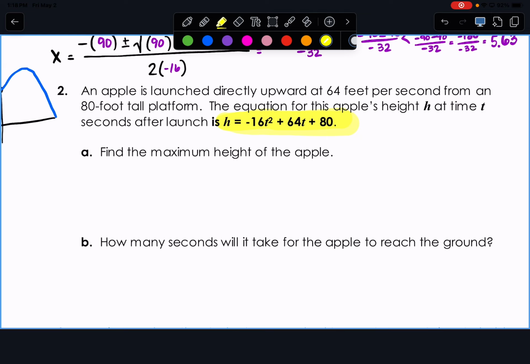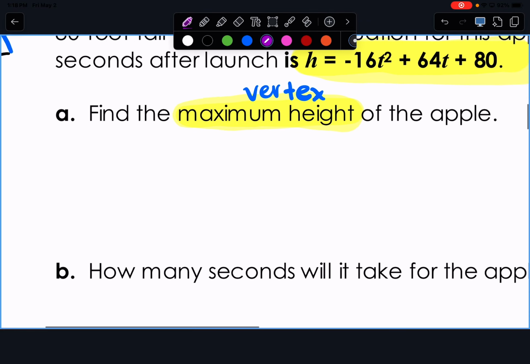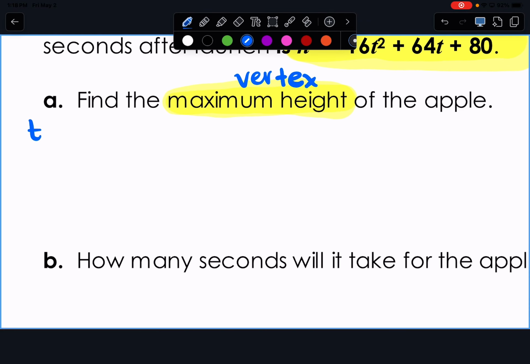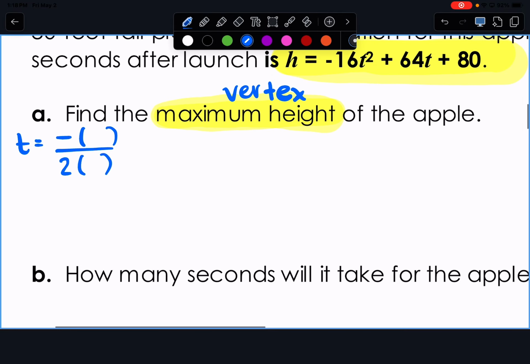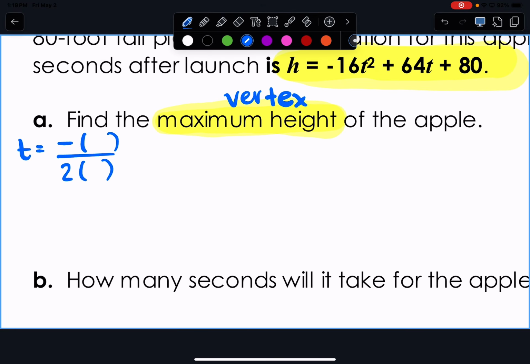So we have two parts to this. First, it's asking us for the maximum height. What is that asking us to find? The vertex. Then the second thing it's asking us to find is how long it's going to take to reach the ground. What do I need to do to find when it reaches the ground? Set it equal to 0. Okay, so for our vertex, we're going to do t is equal to negative b over 2a. In this question here, what is our b? b is 64.